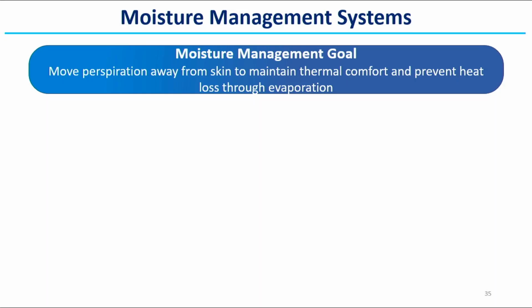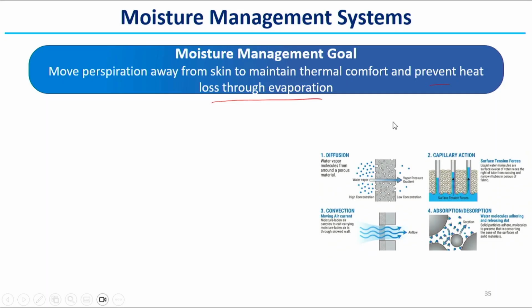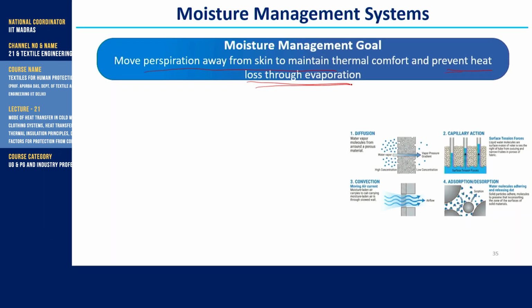Now, in moisture management, the main goal is to move the perspiration away from the body and to keep ourselves thermally comfortable. At the same time, it prevents heat loss through evaporation. Evaporation should not be there. So, move perspiration away from the body and prevent heat loss through evaporation.